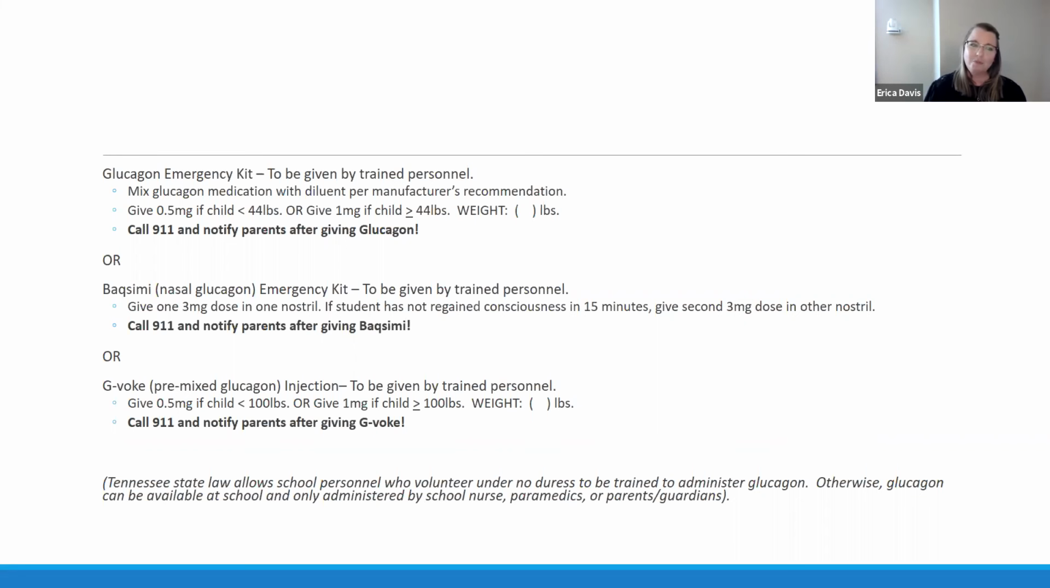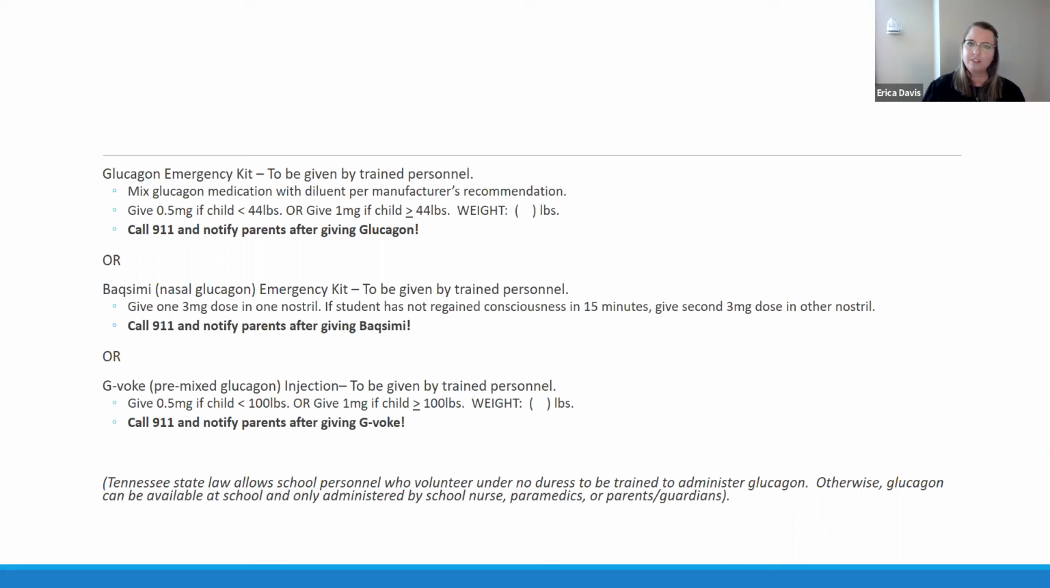Baqsimi is super cool. It's a nasal glucagon kit, and so this is only for kiddos if they are 4 and up, so you will notice that, which most of your schools probably don't have kiddos under the age of 4, but it's just a set dose, and it goes into the nostril, and you just kind of utilize that. So again, Baqsimi has that on their website.